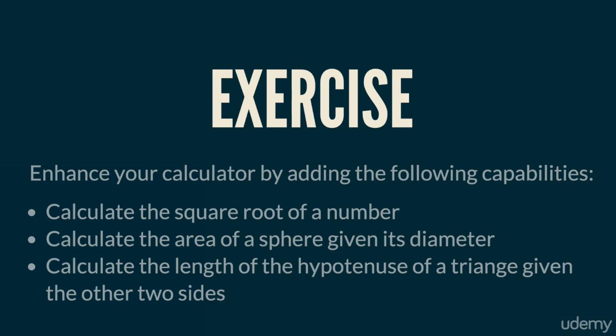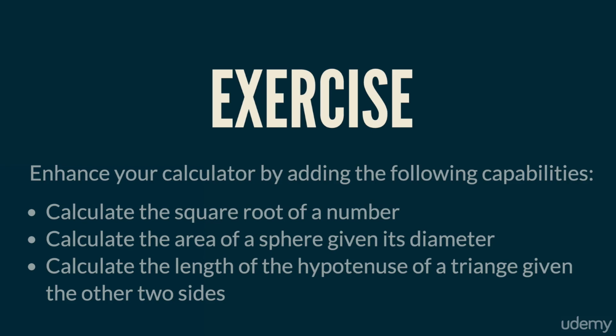In this exercise, I'm going to add 3 new methods to my calculator: to calculate the square root of a number, to calculate the area of a sphere given its diameter, and to calculate the length of the hypotenuse of a triangle given the other 2 sides. The first thing you should note is that the first 2 of these methods only require 1 argument.